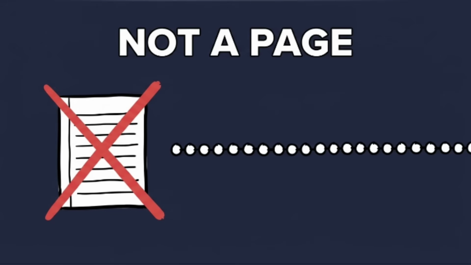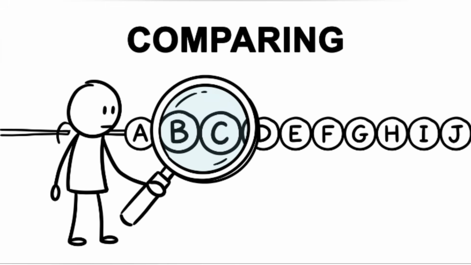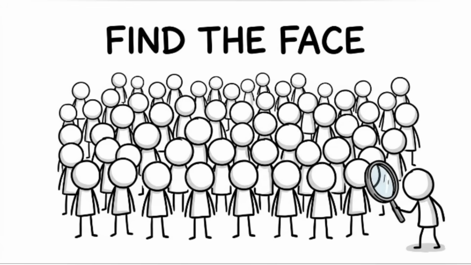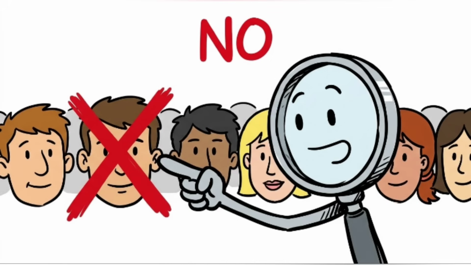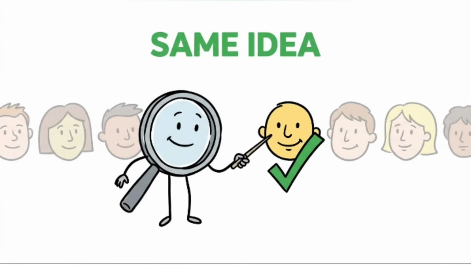Your document isn't a page to your computer. It's one long line of characters, sitting one after another, like beads on a string. When you type a word into that search box, your computer compares. Think about scanning a crowd photo for one friend's face. You check one face, decide no, move to the next, again and again, until you find the right one. That's roughly how the simplest text search works too.